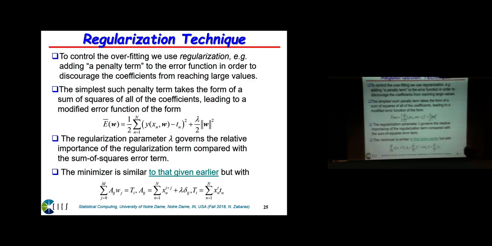So what people do, before we discuss anything probabilistic, is look at this training error and regularize it. You remember these coefficients W, when you had limited data, they became very big numbers, very small numbers.